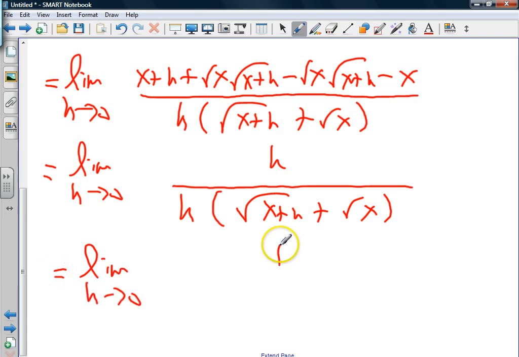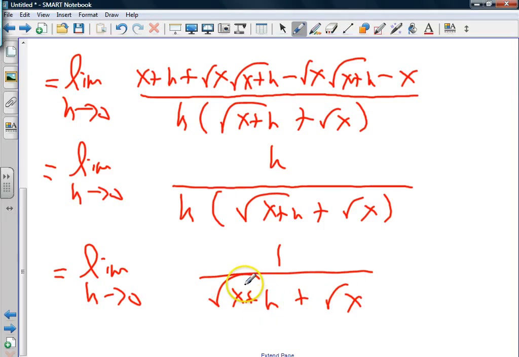And I get 1 over the mess. But guess what? Now you can plug in h equals 0, can't you? So, all right, again, what is 0 plus x? x. What's rad x plus rad x? 2 rad x. So in the limit, 1 over 2 rad x is what you get. And isn't that what we expected? Using the power rule. I just plugged in h equals 0.